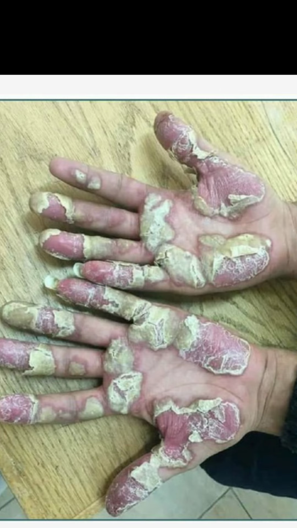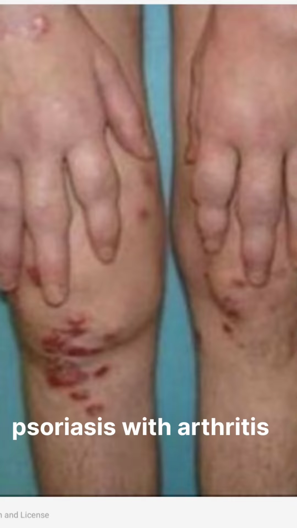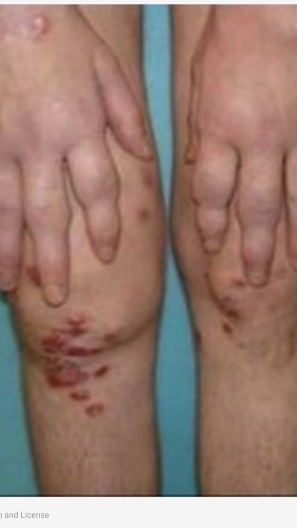Then comes our classic sign where DIP joints are involved. So this is basically psoriasis with arthritis. Methotrexate is the treatment of choice in this. It is also a common image of psoriasis, erythematous plaque with white silvery scales.